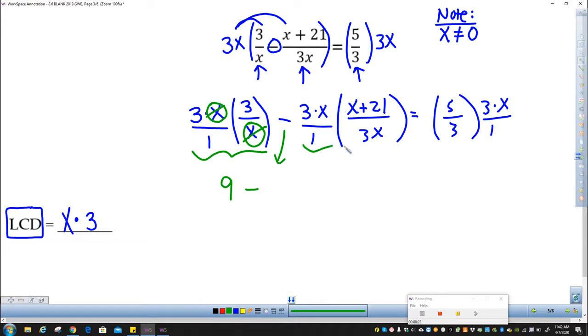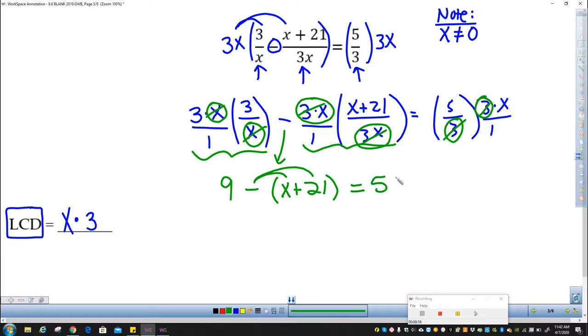Oh, I love this next one because both the 3 and the x from the top can cancel with both the 3 and the x on the bottom. Now, here's what's a little tricky. We're left with x plus 21. Keep it in parentheses. Why, you ask? Well, there's a subtraction sign out in front, and we know whenever we're subtracting a quantity, we're subtracting both parts. It is going to distribute to both the x and the 21. On the other side, just the 3 on the top is going to cancel with the 3 on the bottom, leaving us with 5 times x.